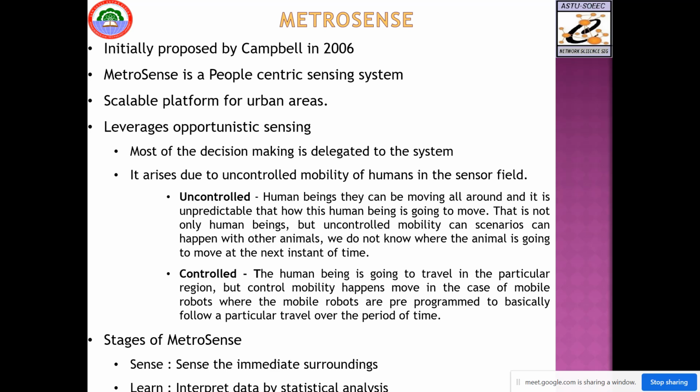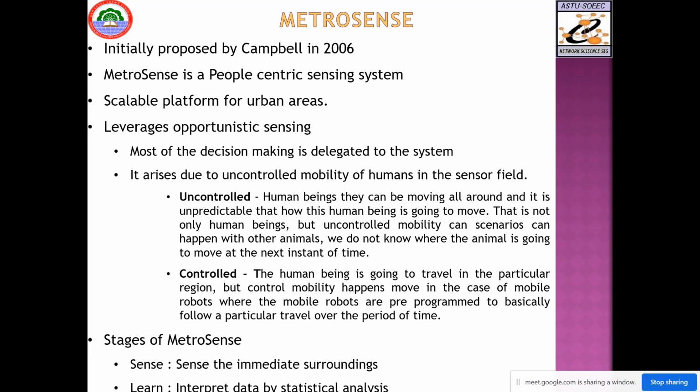Here, two things we need to have: one is called uncontrolled and the second one is called controlled. Uncontrolled means there is no pre-programming. If any sensor is attached to a human being, we don't know where that person will be going or where he will be after 10 minutes. So the movement is dynamic.